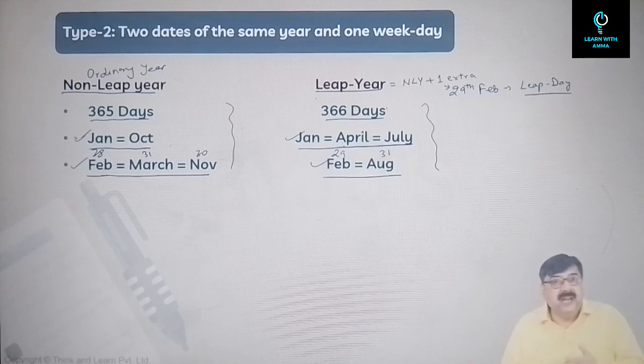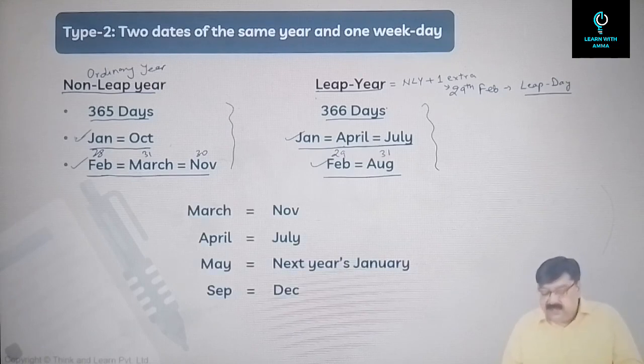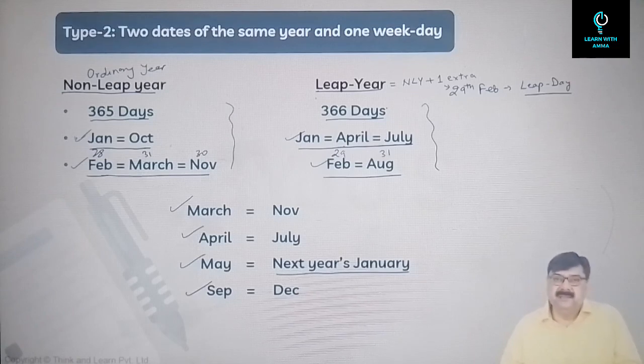Now beyond February, I told you that from 1st March to 31st of December, be it a leap year or a non-leap year, the number of days will be exactly the same. And for that, the months which have the same calendar, the pairs are given to you as under: March, November, April, July, May and next year's January. This is a question that we did just now. And then September and December.